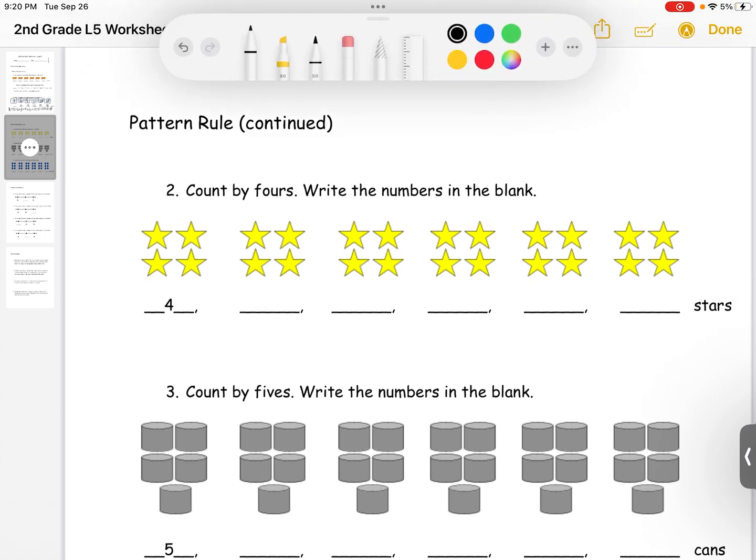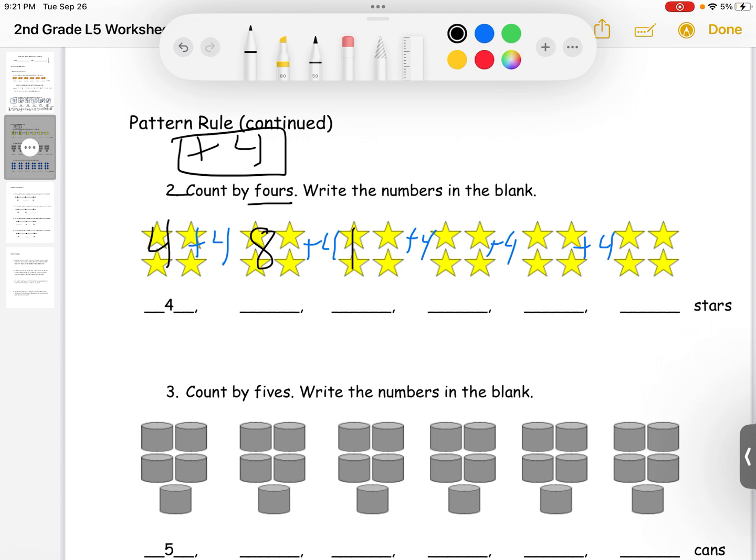Pattern rule continued. Number 2. Count by fours, write the numbers in the blank. Fours, so we're counting up by fours, so let's have a plus 4 rule right there. So we will have to do 4 plus 4, and just a reminder, we're adding 4 each time. So 4 plus 4 is 8, 8 plus 4 is 12, 12 plus 4 is 16, and 16 plus 4 is 20, and 20 plus 4 is 24.